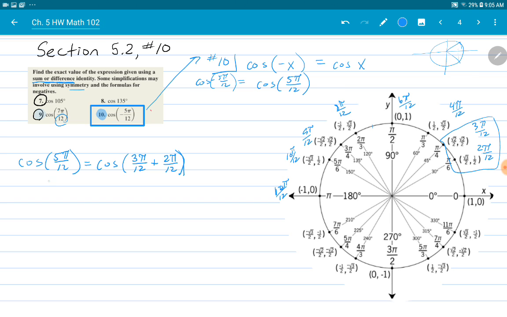My sum identity for cosine looks like I have the trig function twice. On the left, I flip the sign, so since I have a plus there, I'll do a minus. And then I have the other trig function twice. And I have the first angle, second angle, second angle.